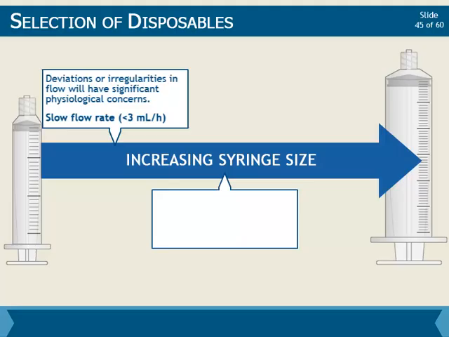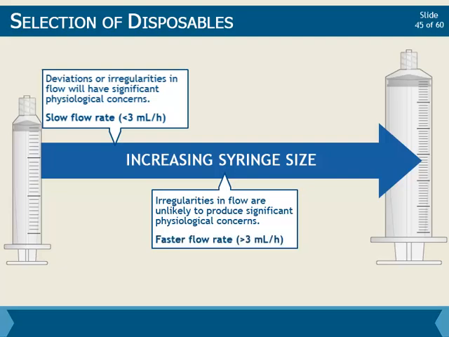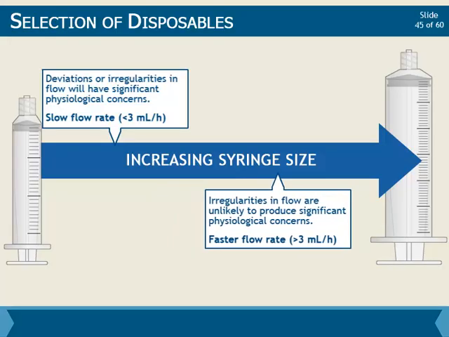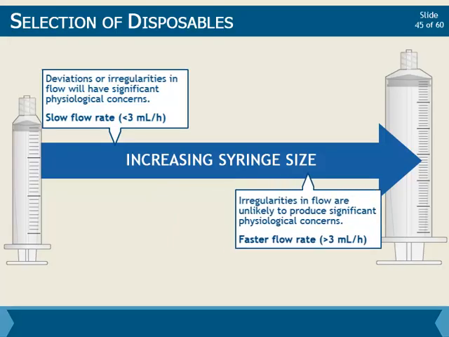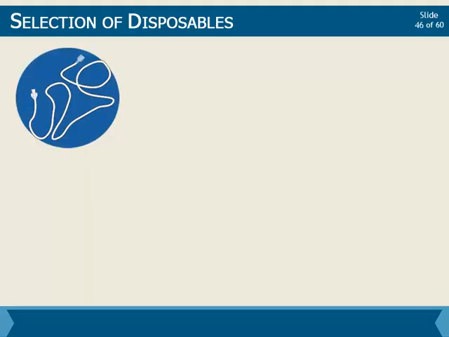Contrastingly, if a patient is receiving medication where irregularities in flow are unlikely to produce significant physiological concerns, or being delivered at a faster flow rate, you may stay away from selecting too small of a syringe. This selection would mean you do not have to change the syringe as frequently, and thus minimize opportunities for contamination during changeover. The selection of your IV tubing should also be a key consideration.